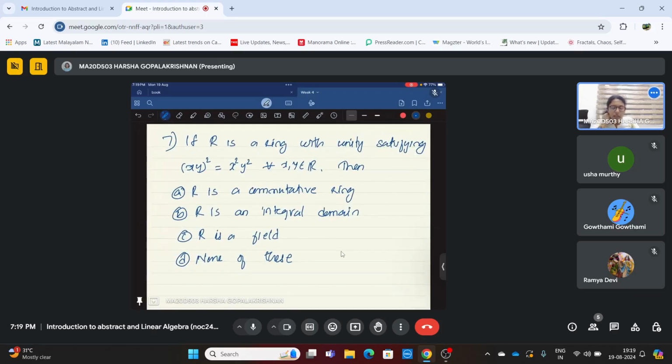Okay. Now again we are going to a question which includes ring, integral domain and all. It is given R is a ring which satisfies (xy) square equal to x square y square for all x, y in R. So the first question is whether R is a commutative ring or not.